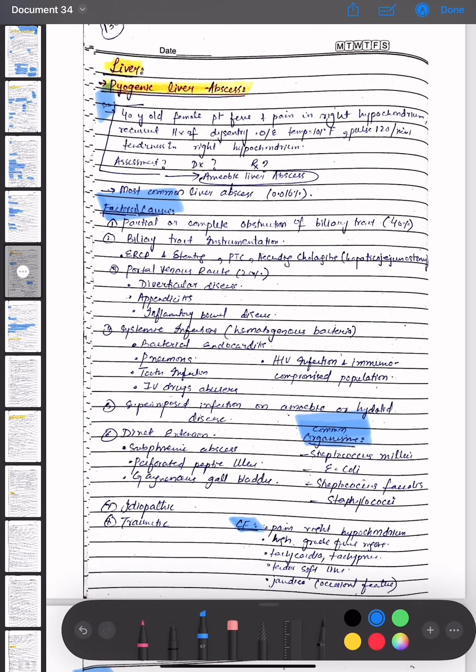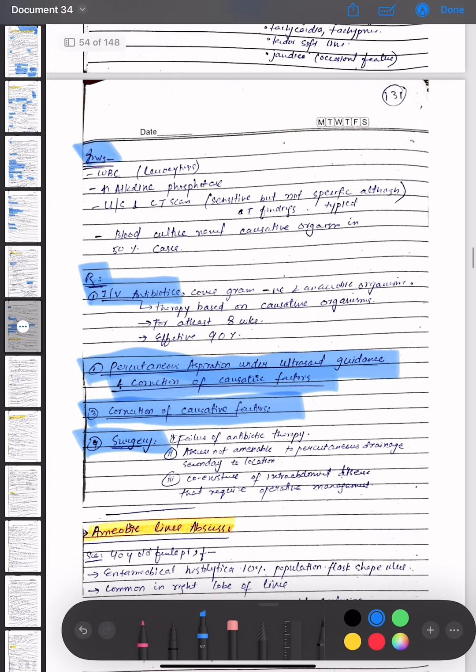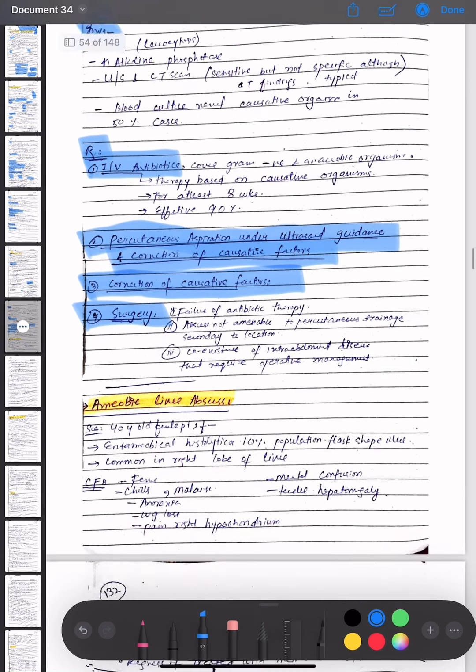What are the common organisms? What are the clinical features? What are the investigation options? And what are the treatment options? In treatment, we give intravenous antibiotics, percutaneous aspiration under ultrasound guidance, then correction of the causative factors, and then surgery.